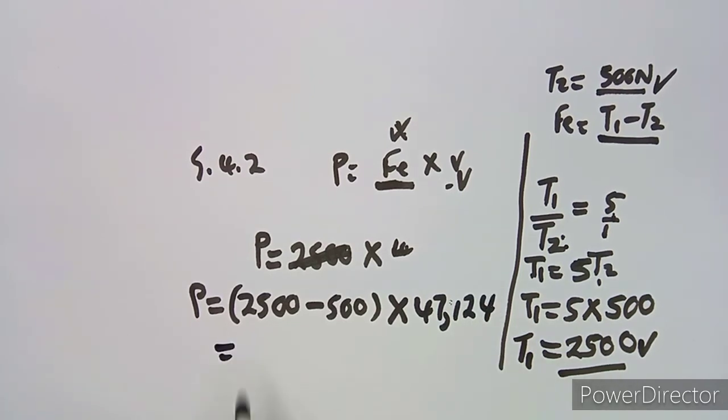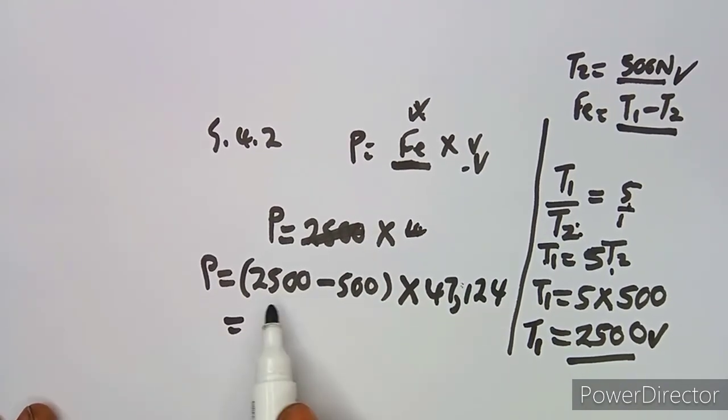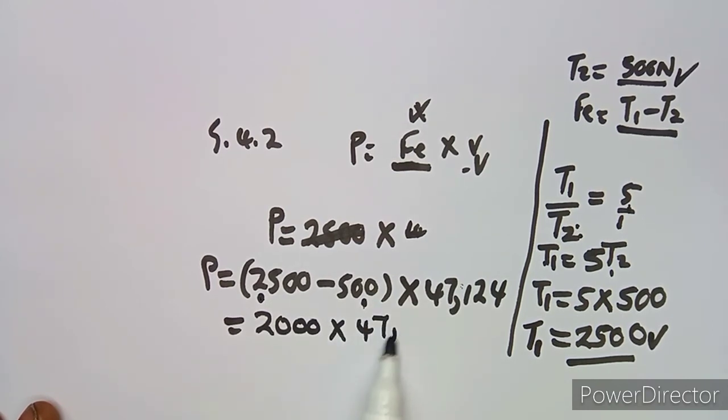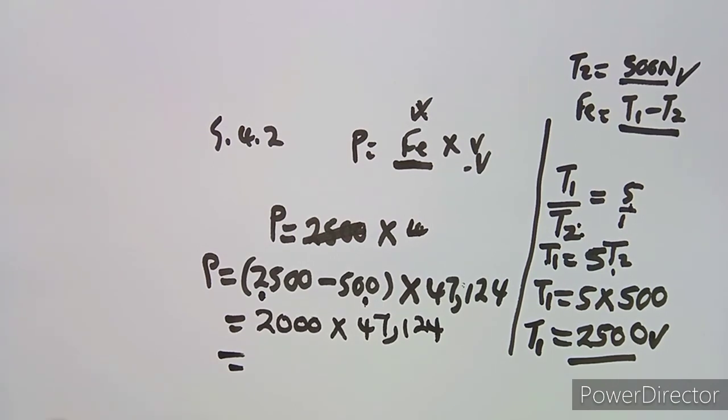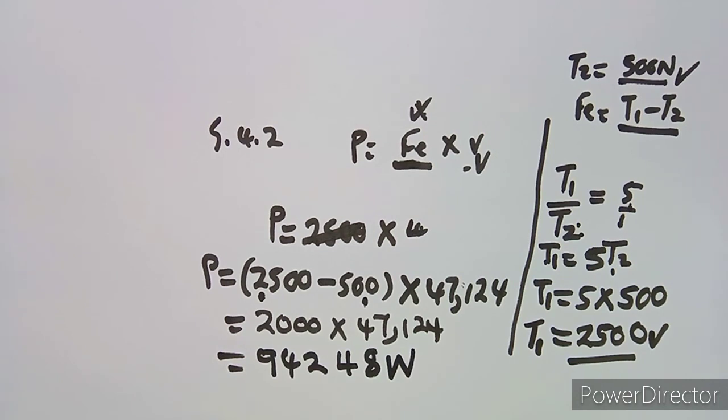All right, so let's do it stage by stage, so that we can use our calculator easier, or you can just use your calculator at once, or someone can simplify 2,500 minus 500, which is going to be 2,000 times 47 comma 124. Now it can be easier for someone to multiply, because you're just going to obtain an exact answer there, which is 94,248. But this is power, guys, which is measured in watts.